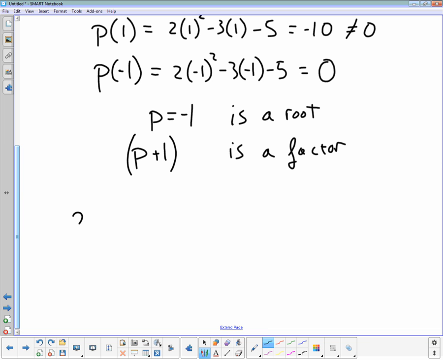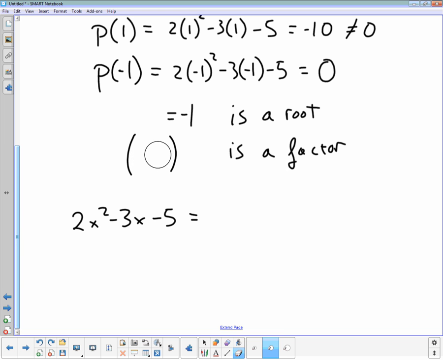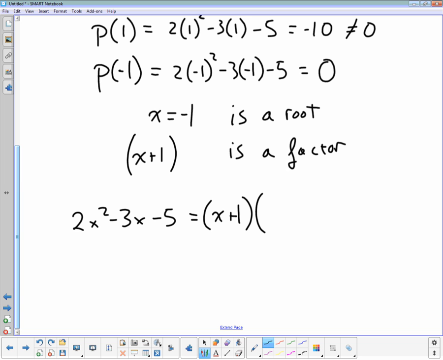So what did we say? 2x squared minus 3x minus 5 is equal to, x's or p's? X. All these funky variables. Now use equating coefficients. What do A and B have to be? Done. That's it.